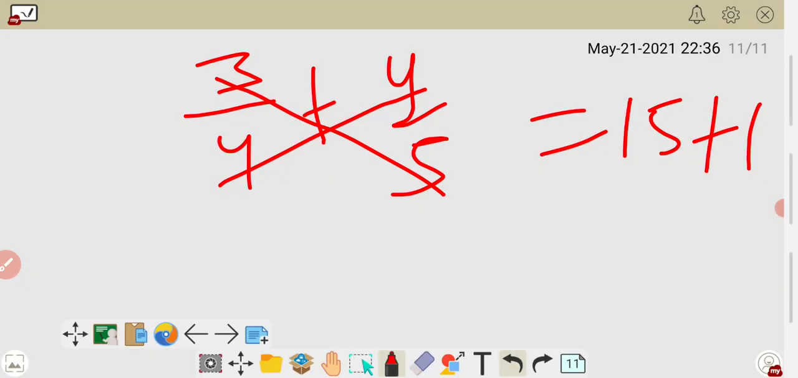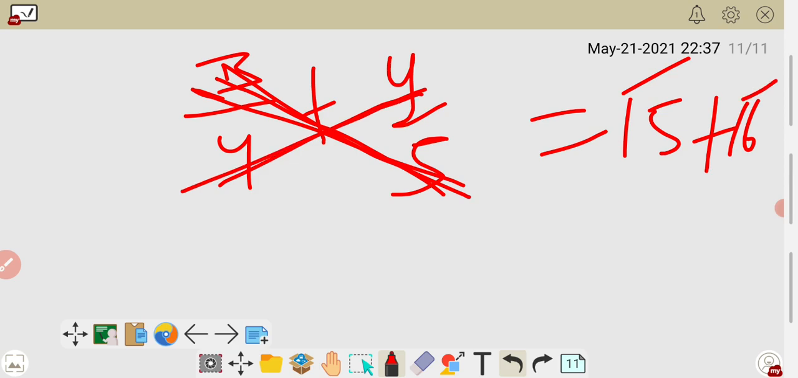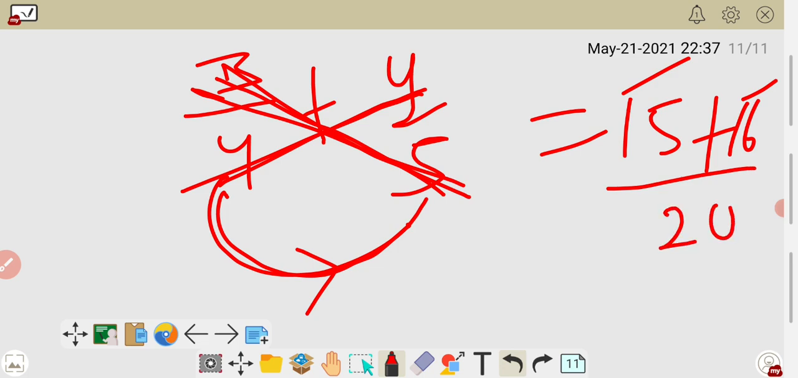So what do we do? Just wait. We do cross multiply: 3 5s are 15, 4 4s are 16. Now just multiply these two, 4 5s are 20. Now simply add 15 plus 16, you get 31. 31 upon 20 is your answer. It is a shortcut method.